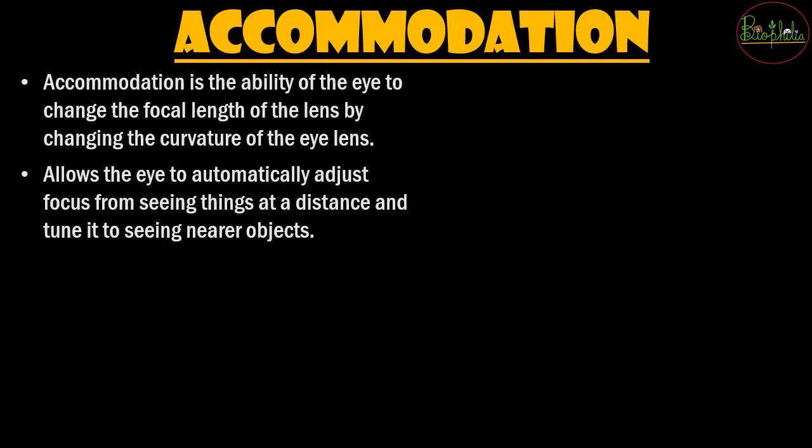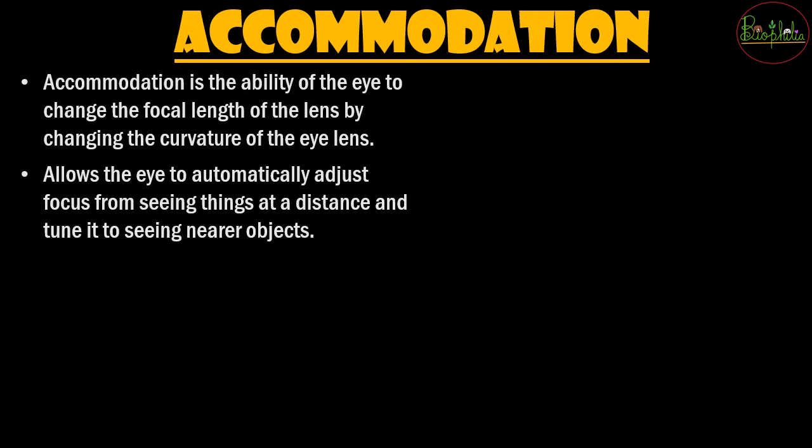Now, as we have seen the different parts of the eye, we need to see how the eye is able to see different images, or different objects at different distances. It is not necessary that everything is at the same distance. Some objects are closer to you, some are far away from you, but still you can see all the objects around you. How is that possible?